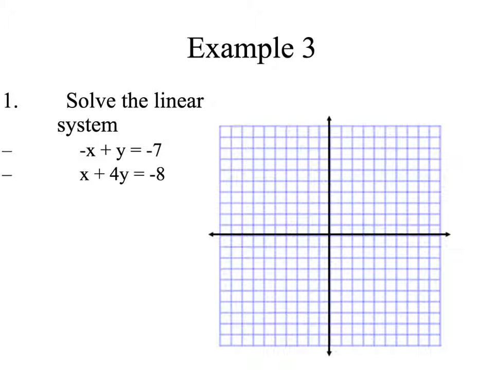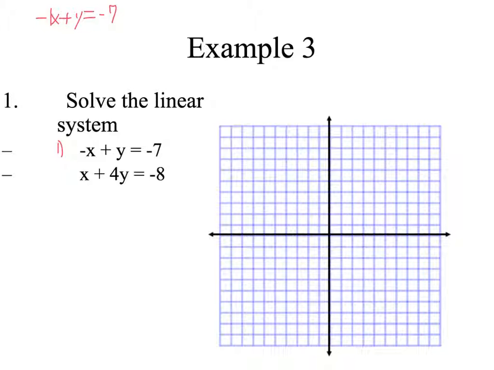So here I have my 2 equations. I'm going to graph each one in a different color. So I'm going to start with the first one. I'm going to graph it in red. I need to get this as y equals mx plus b. Negative 1x plus y equals negative 7.